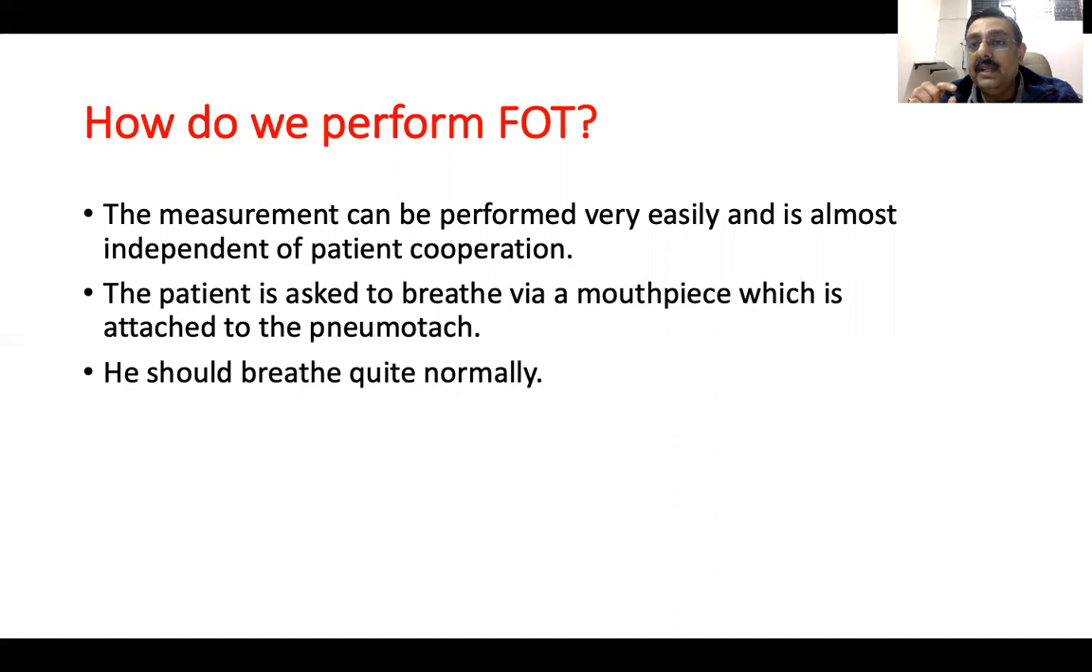They don't need to expire forcefully, but they still need to agree to sit there, allow a nose clip to be put, hold on to the mouthpiece, not crying, and you have to hold on to the cheeks like this so that the sound waves are not dissipated from the cheek and lead to artifacts. Right, so the patient is asked to breathe via the mouthpiece, which is attached to the pneumotach, and the patient has to breathe normally. So it requires a tidal breathing maneuver.